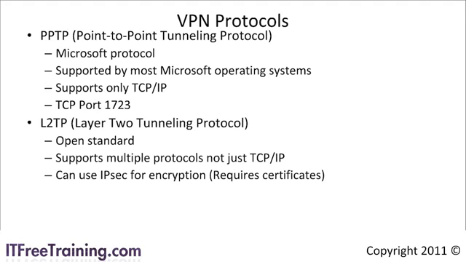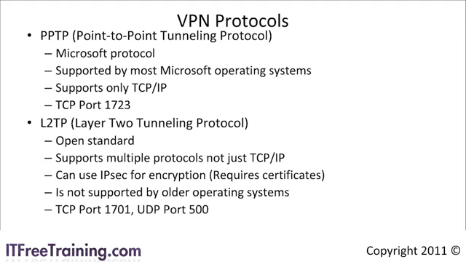L2TP can use IPsec for encryption, assuming that you are using certificates in your organization. The downside with L2TP is that it is not supported by older operating systems. L2TP uses TCP port 1701 and UDP port 500 for communication and also has IP version 6 support. L2TP is a better protocol in a lot of ways, but because of its lack of backward support, it is not uncommon for VPN servers to have both PPTP and L2TP configured.